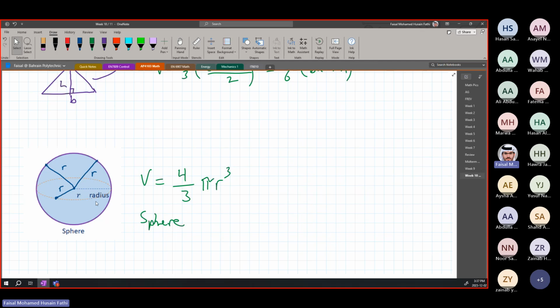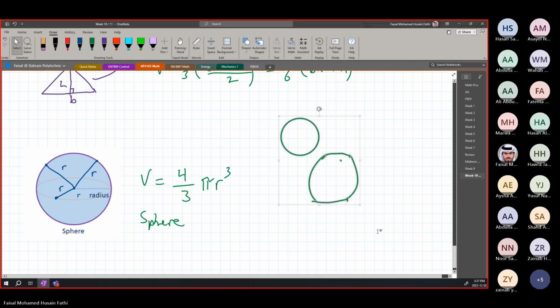The ball is not something like this, you know. This isn't a sphere. A sphere has to look exactly circular. It has to be a perfect circle. Okay? That's what a sphere is.